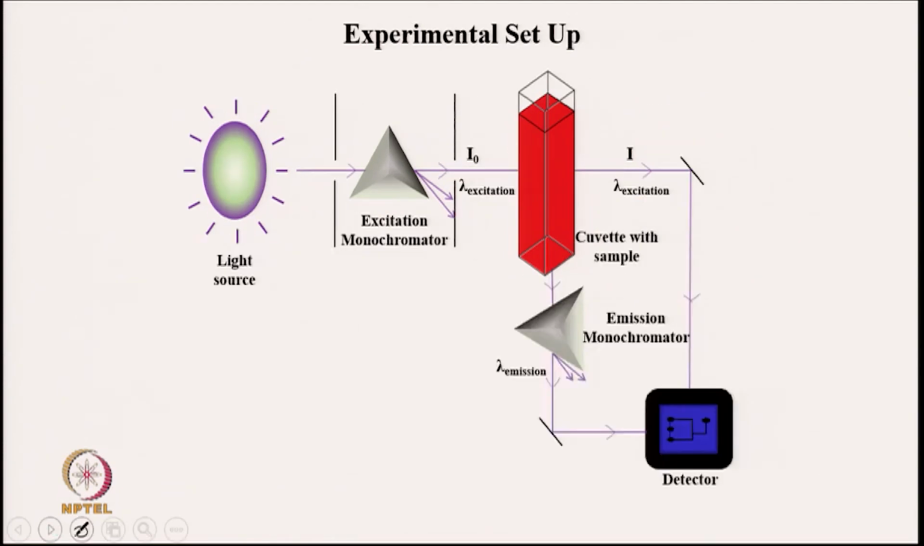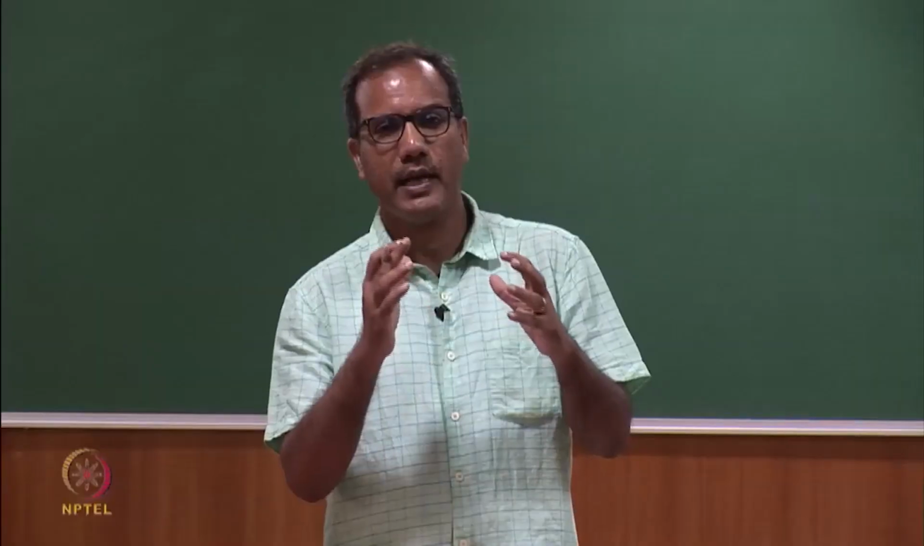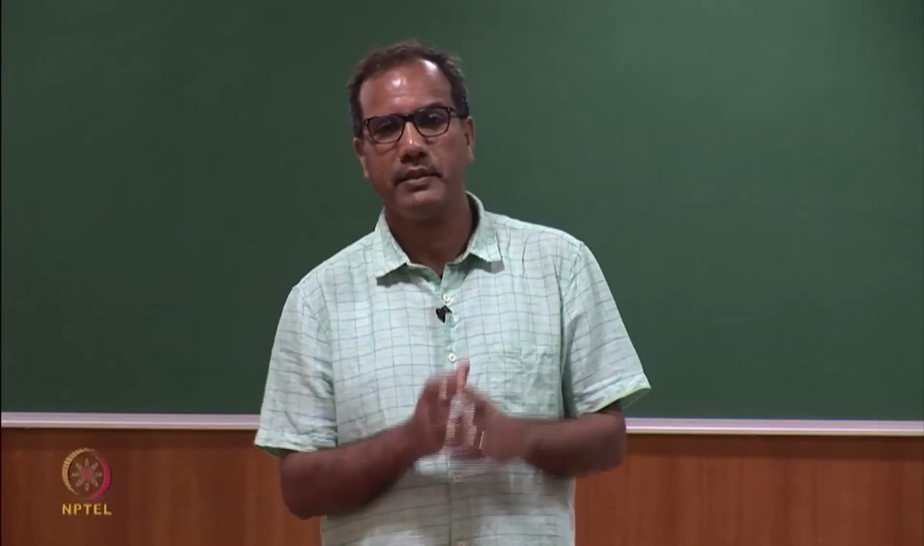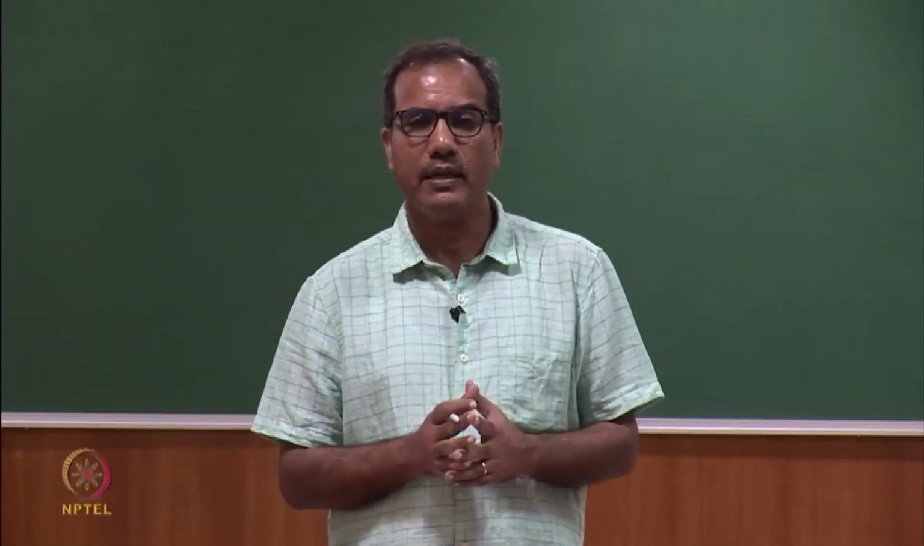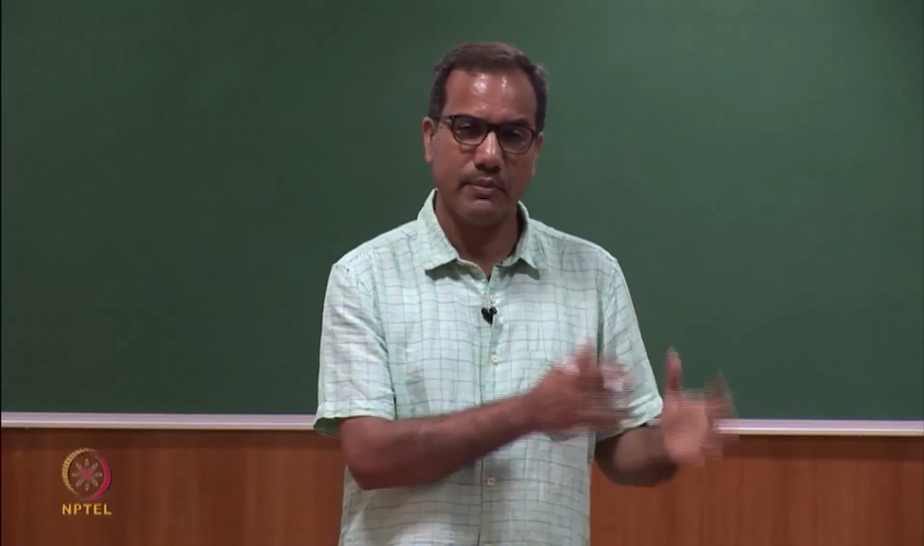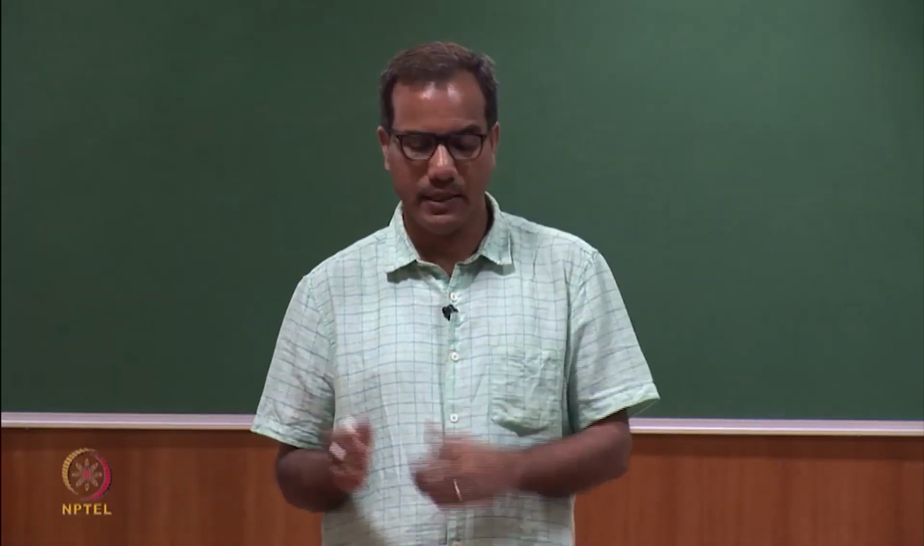But if you want to look at emitted light, what we need to do is, if you take this line between light source and sample, you need to put your detector perpendicular to this line. So, by putting detectors at the appropriate place, you can see the transmitted light or emitted light.